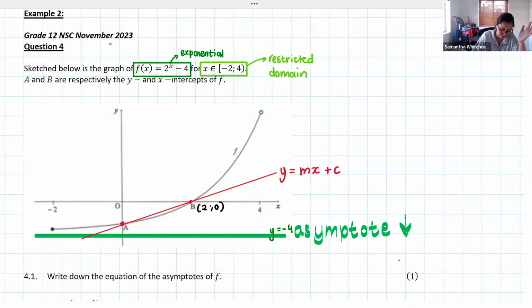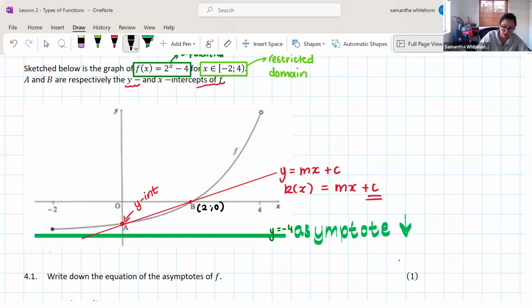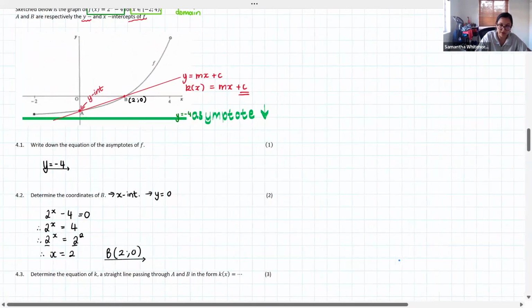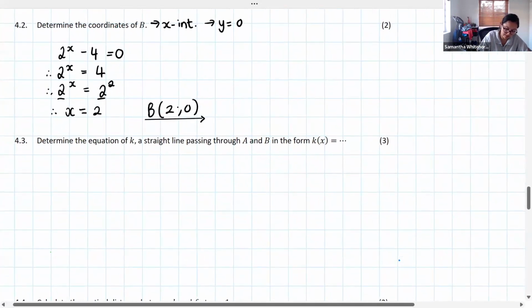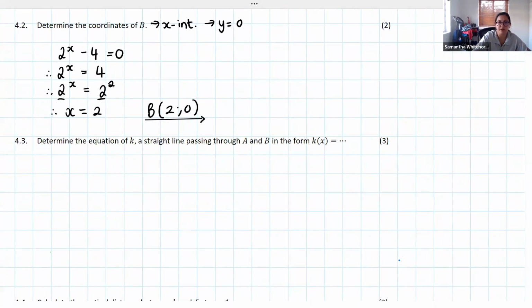Now, my brain has stopped a little bit. We have been told to write in the form k of x equals, so k of x is equal to mx plus c. And if we just look at our straight line, A is going to be the y-intercept, okay? But A is also the y-intercept of f. So we can easily go work out what the coordinate of A is by finding our y-intercept. Now, remind me, how do you find the y-intercept of any function quickly? For any function, how do we determine the y-intercept?